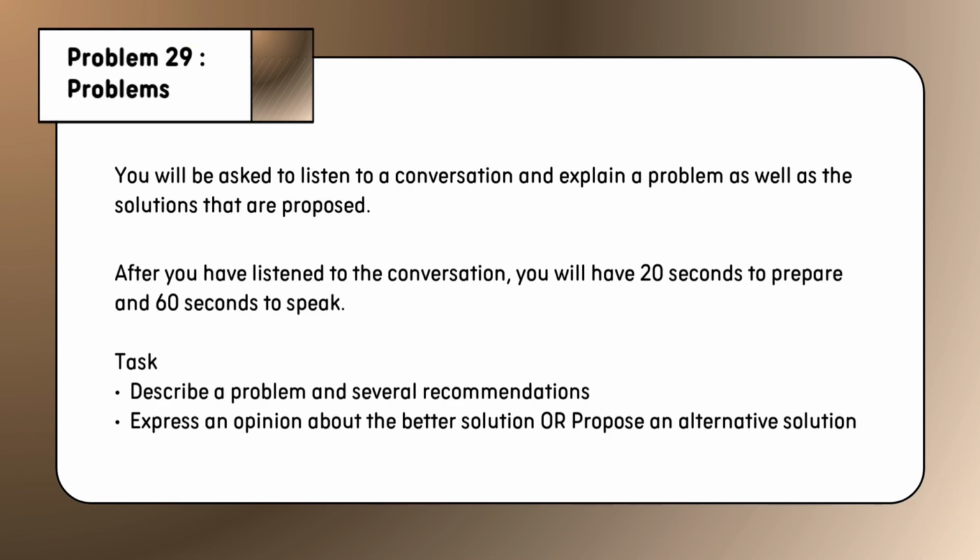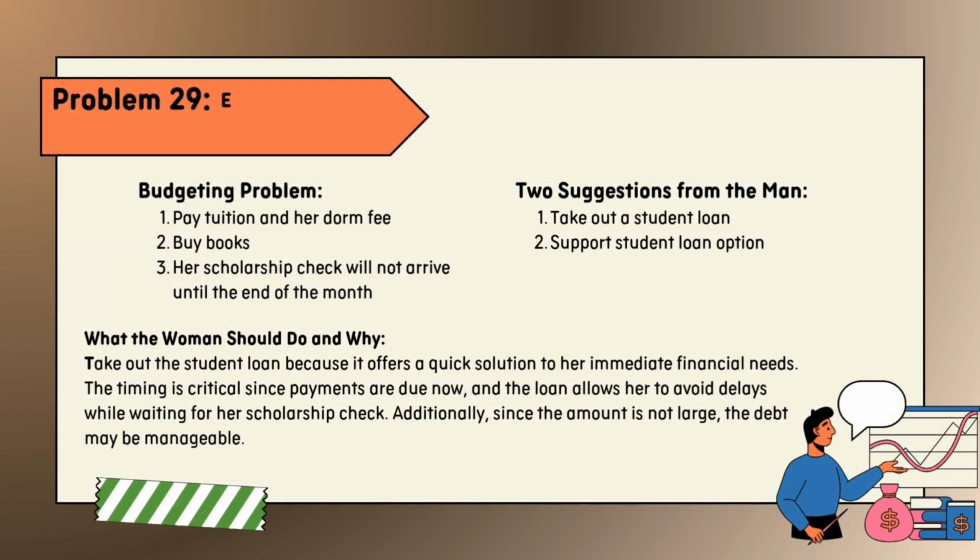Problem 29. Problems. You will be asked to listen to a conversation and explain a problem as well as the solutions that are proposed. After you have listened to the conversation, you will have 20 seconds to prepare and 60 seconds to speak. The task: describe a problem and several recommendations, and express an opinion about the better solution or propose an alternative solution. The example question from problem 29.